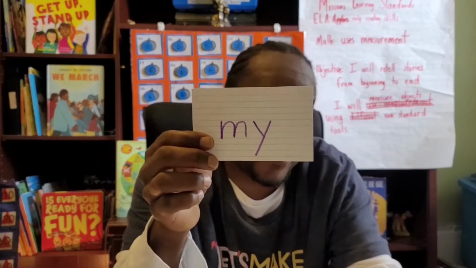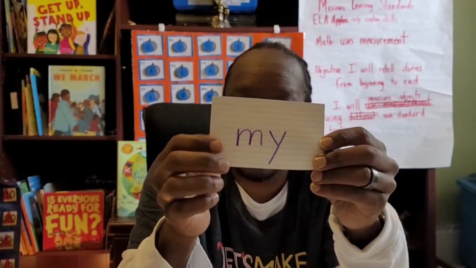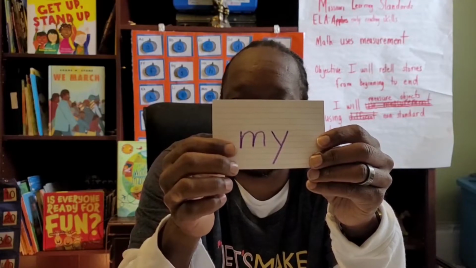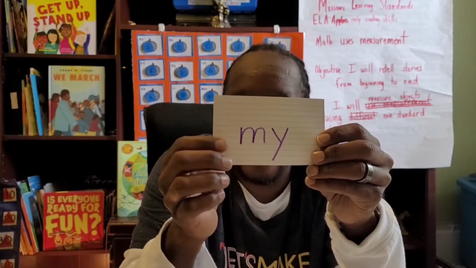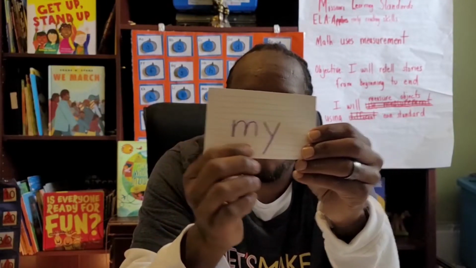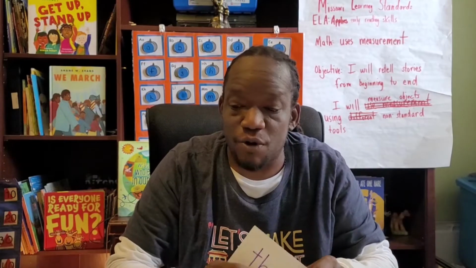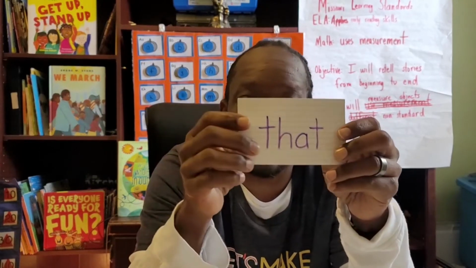What word is this? Right. Stop laughing at me. My. My goodness, he makes a lot of mistakes. My. Let's spell my. M-Y. My. Remember, you can add these to your word book. I still have my word book.